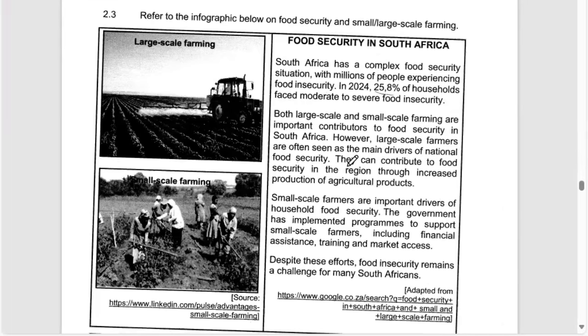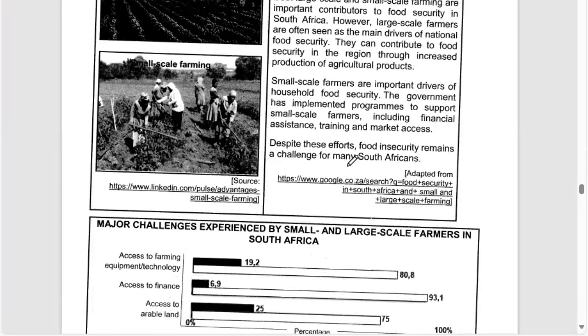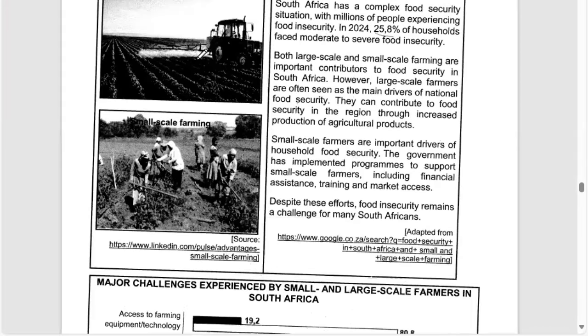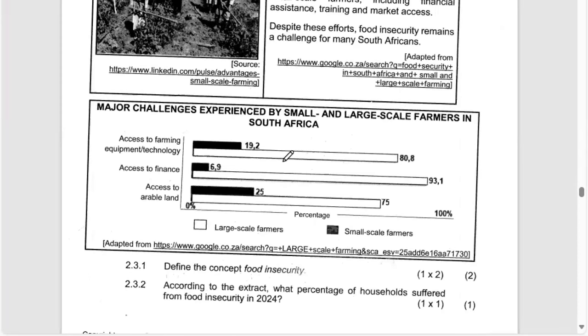Right, that takes us to question number 2.3. Refer to the infographic below on food security and small or large scale farming. We're not going to go through the text, but it's showing us a mechanized farm here where there is a machine doing work on the farm. And also this is small scale where we are seeing manual labor being employed. Right, and also you have a graph here which shows the major challenges experienced by small and large scale farmers in South Africa.